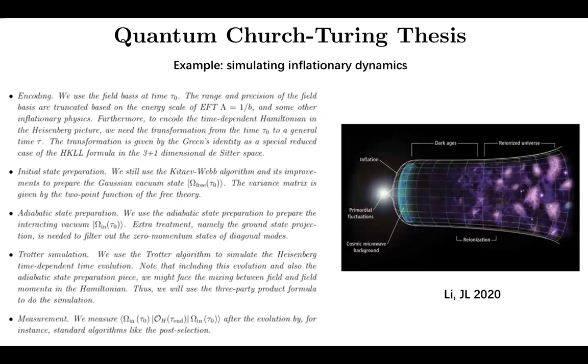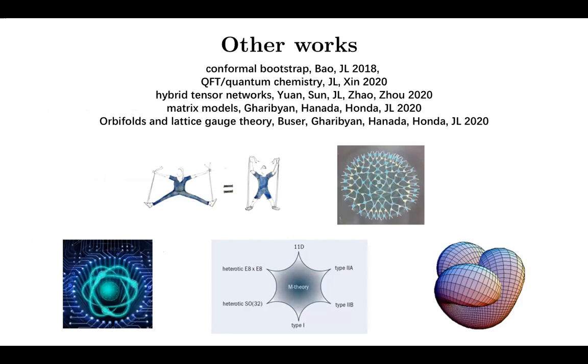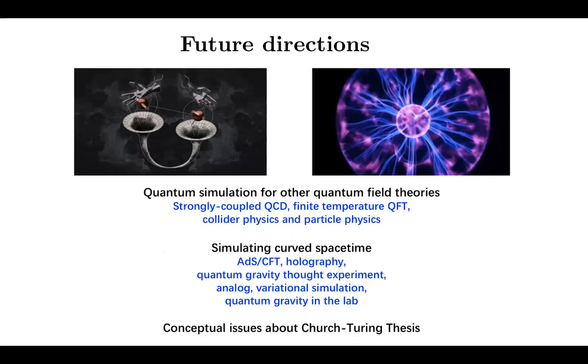There is an example we try to do in another paper I have written this year, which is to generalize this Jordan-Lee-Preskill paradigm to curved spacetime and cosmic inflation. I don't have time to talk about them today, but we could chat later. There are also some other projects I have worked on, other perspectives of quantum simulation for quantum field theories, including conformal field theory, conformal bootstrap, matrix models, and lattice gauge theory. Some future possible directions include studying quantum simulation for other quantum field theories, for instance strongly coupled QCD and collider physics, or simulating curved spacetimes. And there's a recent proposal I mentioned before, quantum gravity in the lab, addressing analog variational simulation, which might be implementable in the near term.